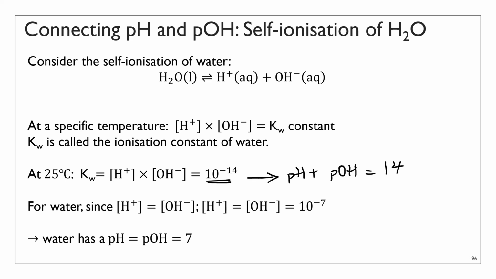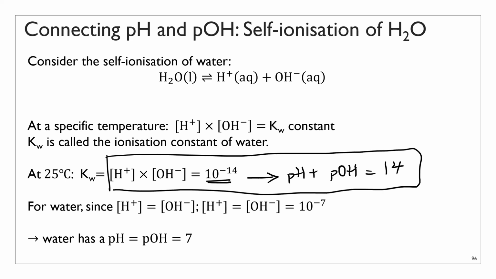For the most part, you just need to remember the fact that the product of the concentrations of hydrogen and hydroxide is 10 to the power negative 14, as well as the fact that pH plus pOH equals 14. In the case of water, since the concentrations of the two species are equal to each other, each of them will be 10 to the power negative 7. So that's something to remember. And that's it for this video.